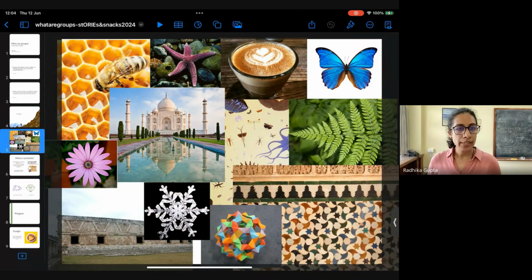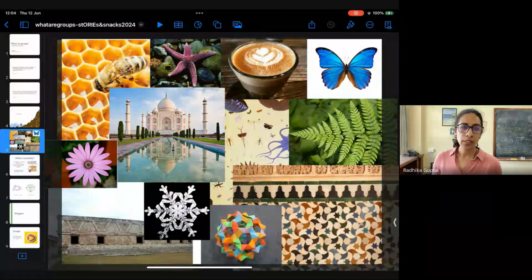Okay, so here you can see I have lots of pictures on this slide. Maybe on the chat, you can share what kind of symmetries you see. I haven't told you what I mean by symmetry, but whatever symmetry means to you, tell me what are the different kinds of symmetries you see on the slide. Or you can unmute yourself and speak up.